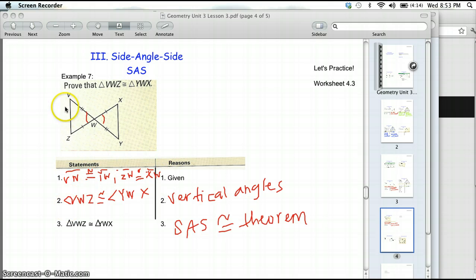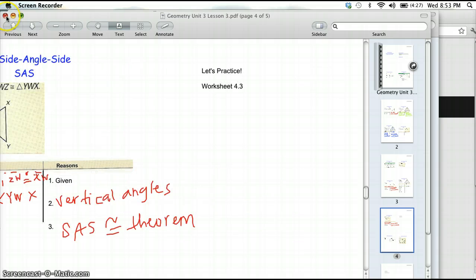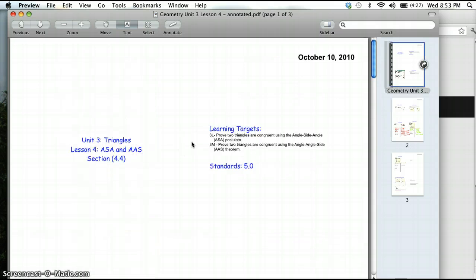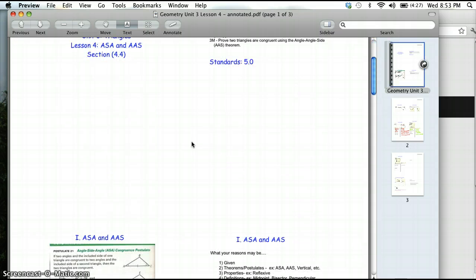Now, angle VWZ is congruent to YWX because of vertical angles. Again, vertical angles are congruent. So we can now state that triangle VWZ is congruent to triangle YWX because of the side angle side congruence theorem. Okay? All right.